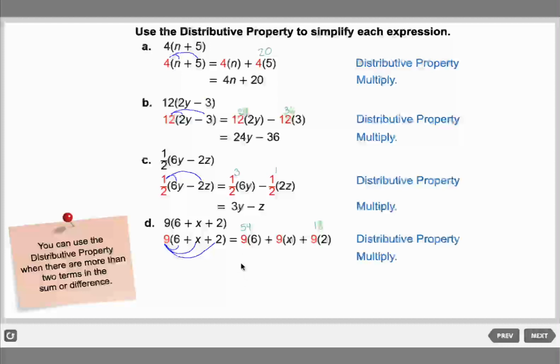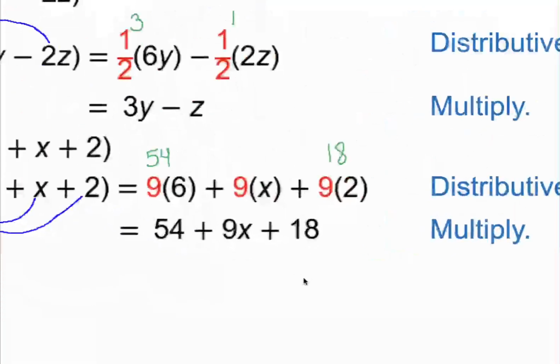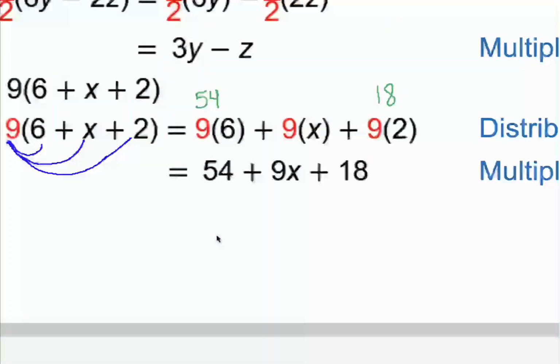54 plus 9x plus 18. Now, do you have anything to do? I see that we have 2 constants here, 54 and 18. We will add them. Great. So we will add 54 and 18.